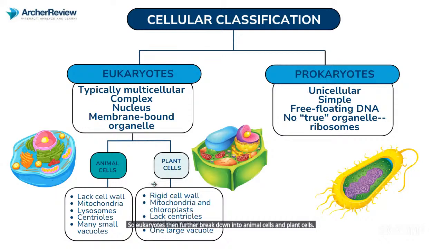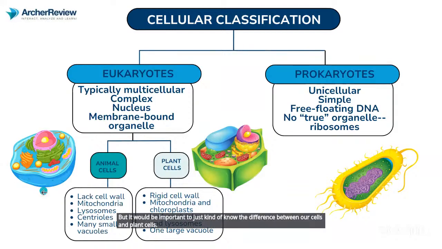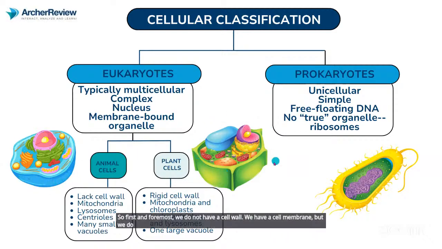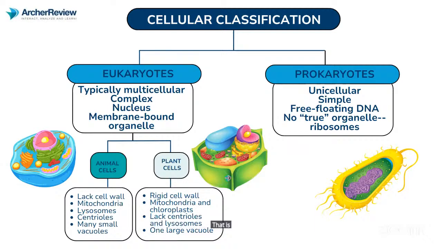Now for the TEAS, I don't focus a lot on plant cells because really the questions are few and far between. But it would be important to just kind of know the difference between our cells and plant cells. So first and foremost, we do not have a cell wall. We have a cell membrane, but we do not have this outer cell wall. That is specific to eukaryotic plant cells.